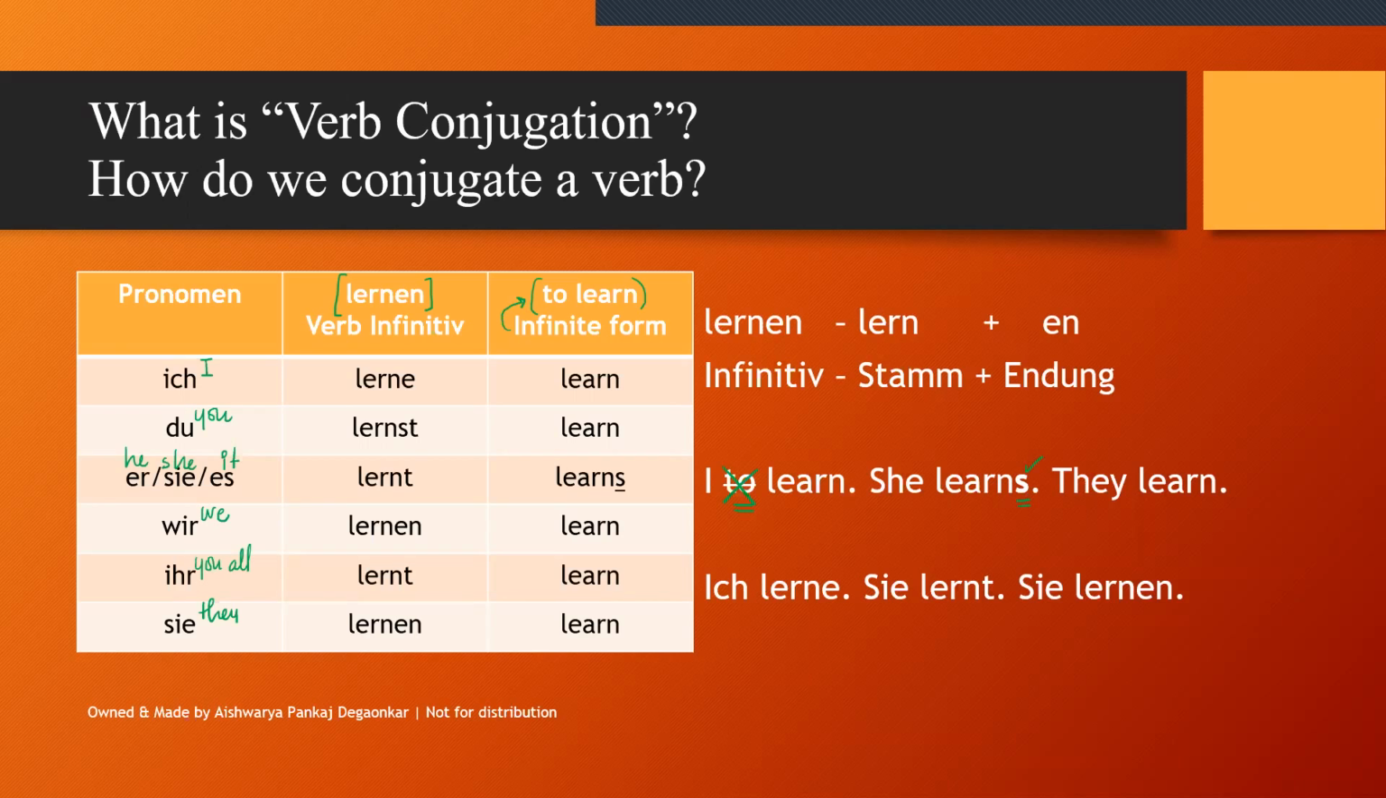So this process of eliminating the to as well as adding the appropriate ending to a verb is what we call verb conjugation. Now lernen, this is how a verb infinitive looks in German, but this can be better explained with Marathi or Hindi. For example, in Marathi, the verb infinitive is shikane.